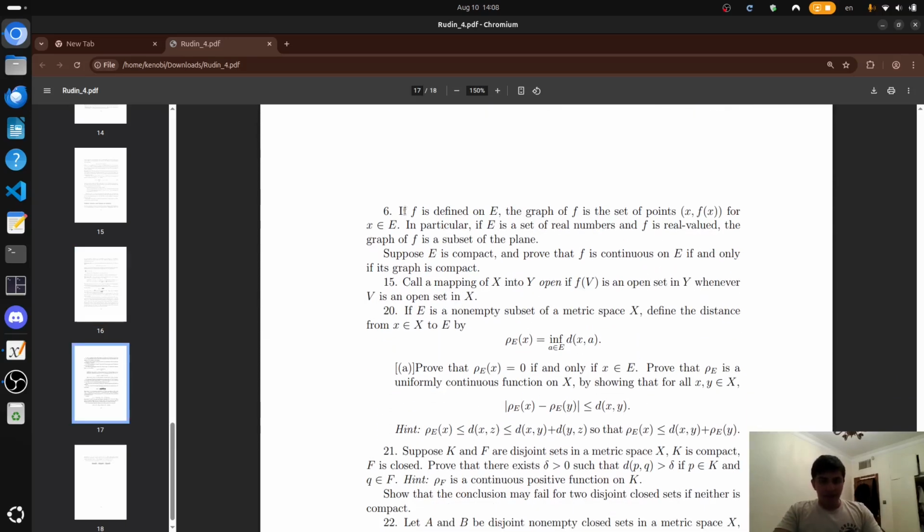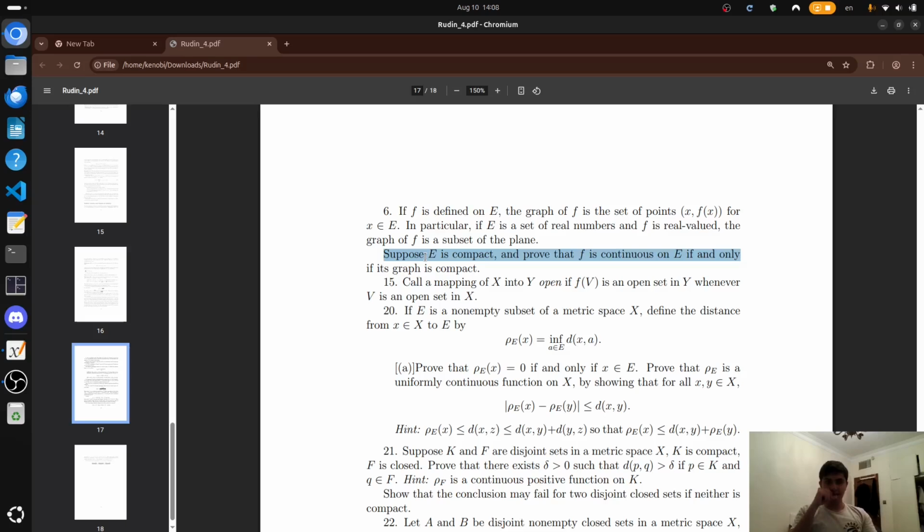Now 6: if f is defined on E, the graph of f is the set of points (x, f(x)) for x in E. In particular, if E is a set of real numbers, suppose E is compact, and prove that f is continuous on E if and only if its graph is compact. This has a very similar proof to what we did with f inverse of V.